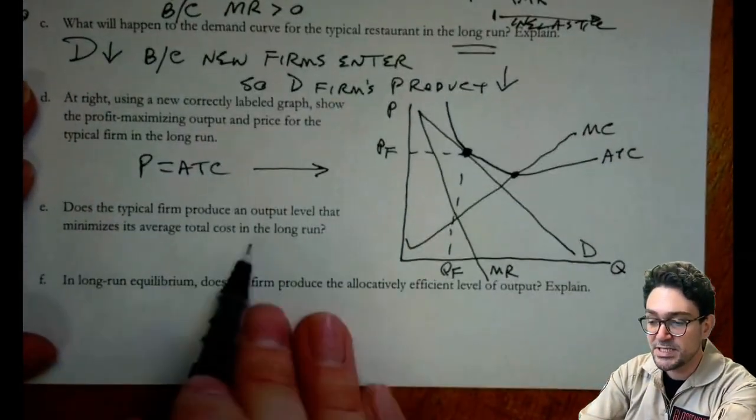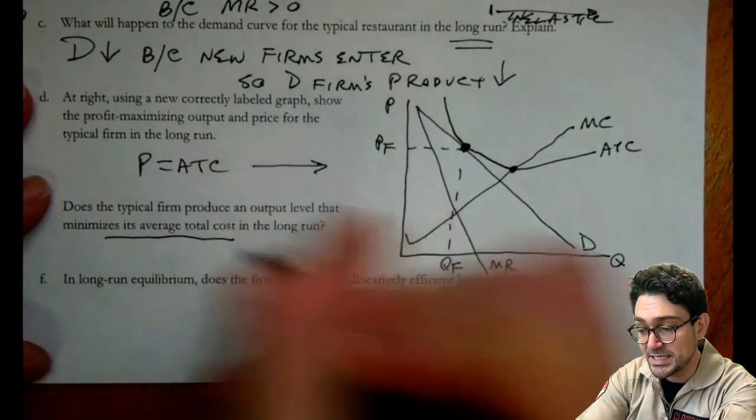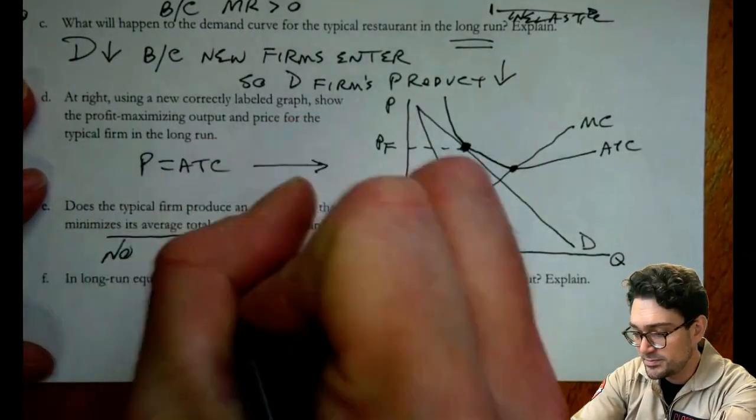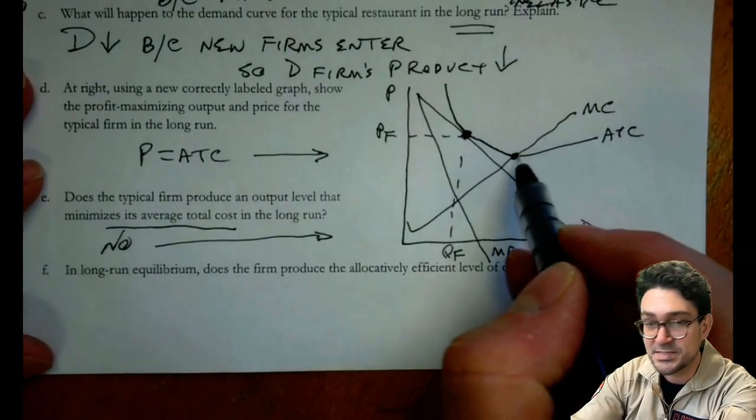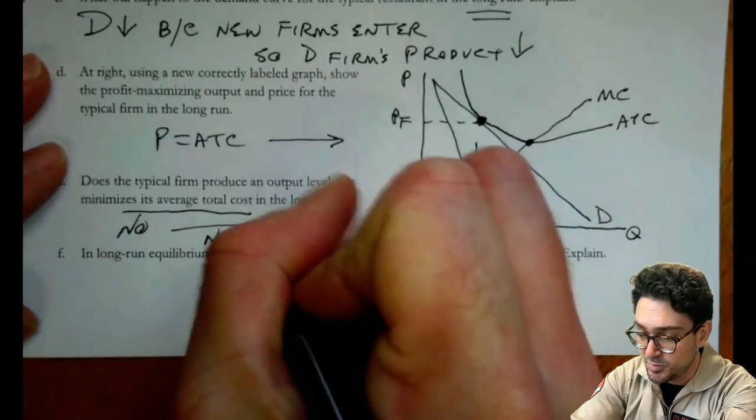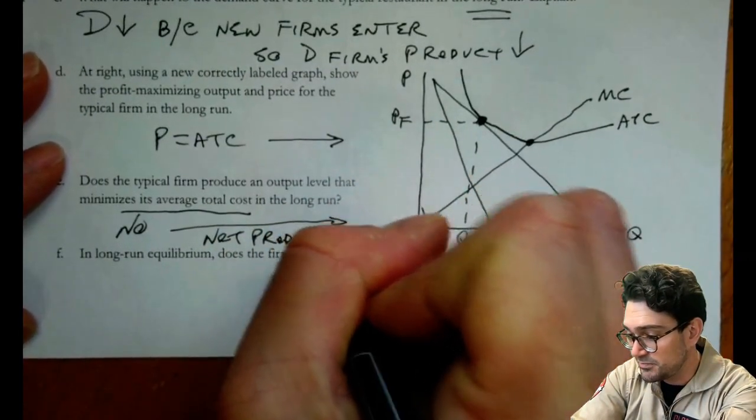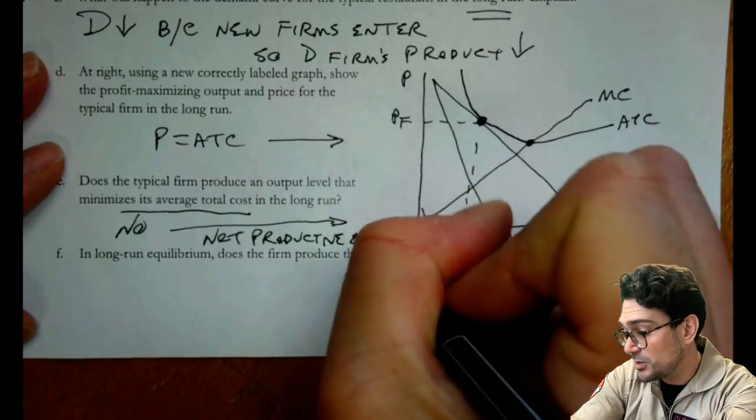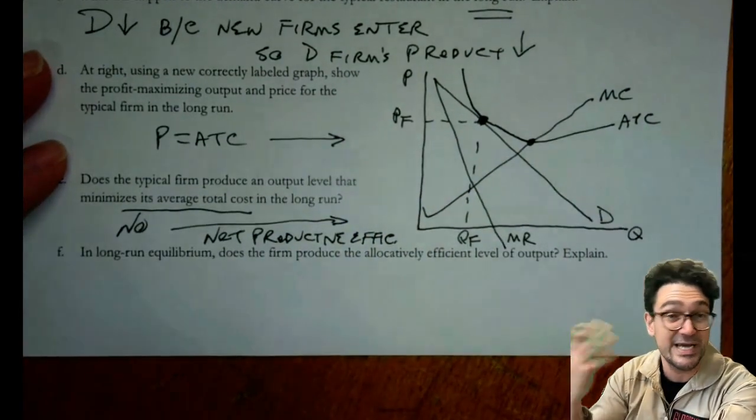Does the typical firm produce an output level that minimizes its ATC in the long run? No. You can even see it doesn't, right? That's where it is as opposed to there. And so we would say we're not productive efficient. I believe in the video we called that excess capacity.